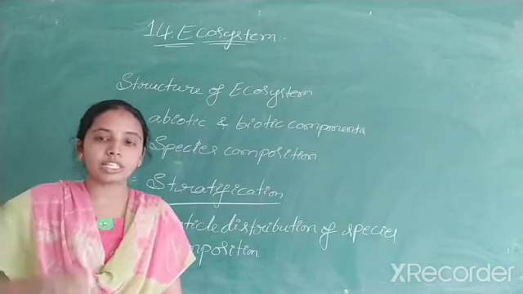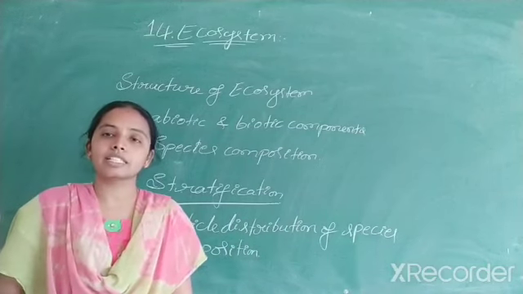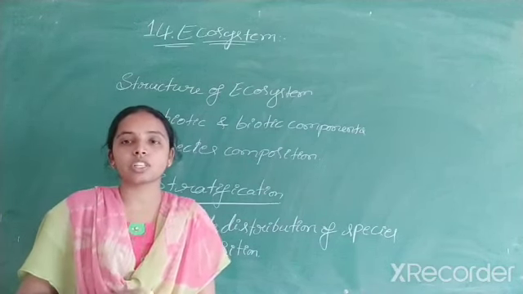Stratification, the vertical distribution, where only trees can occupy the upper level and the other shrubs are below. So, this is the structure of the ecosystem.